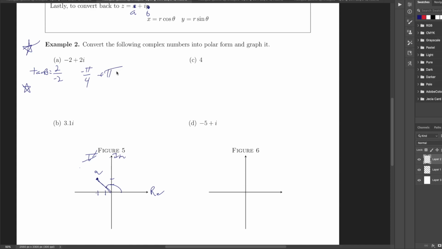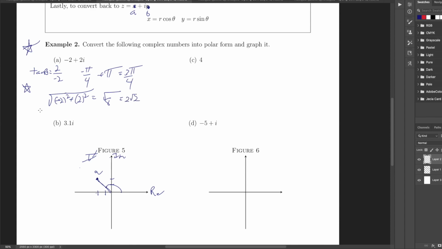Now we've added pi to it, and so we get 3 pi over 4. So here I take the arctangent. Notice that my real part is negative, so I need to add pi according to what I just showed you. So we get this. Then we want to find out what the modulus is. So here we're just going to square both parts. I have minus 2 squared plus 2 squared, and the square root of that is the square root of 8, or 2 square root 2.